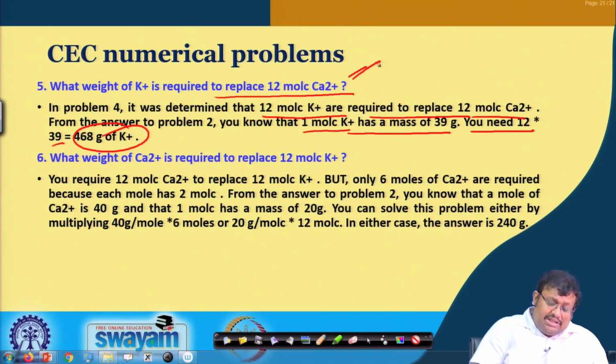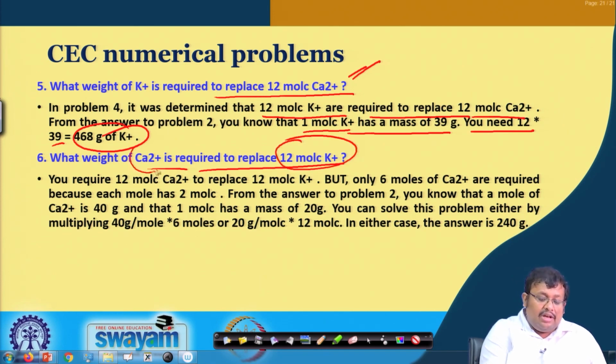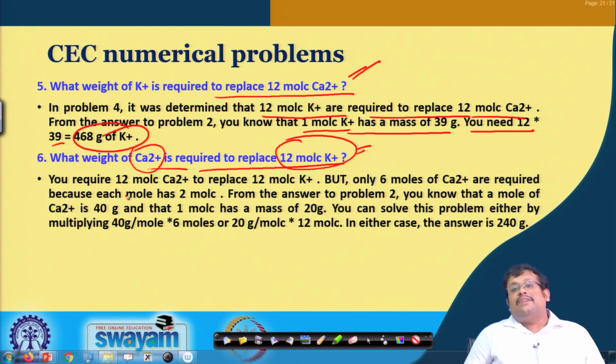Now, the sixth question is, what weight of calcium ion is required to replace 12 moles of potassium? Now, we know that to replace 12 mole charge of potassium, we require 12 mole charge of calcium. But to supply the 12 mole charge of calcium, we need only 6 moles of calcium, because 1 mole of calcium can supply 2 molar charge.